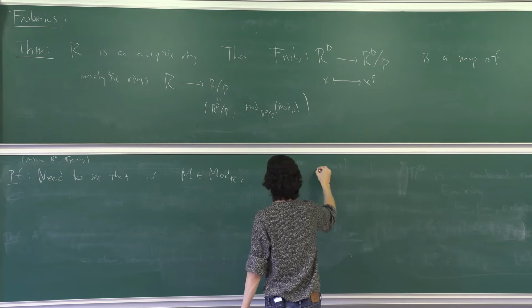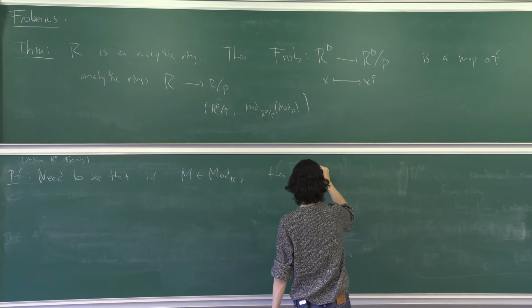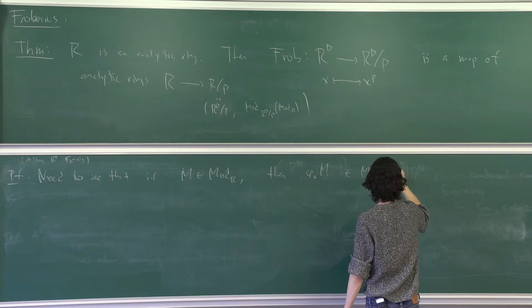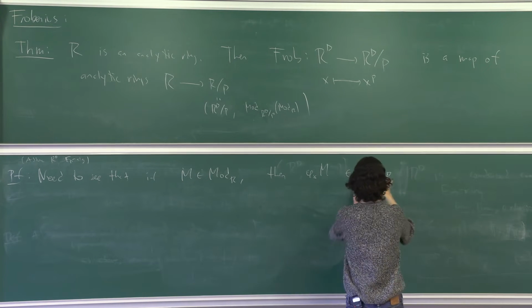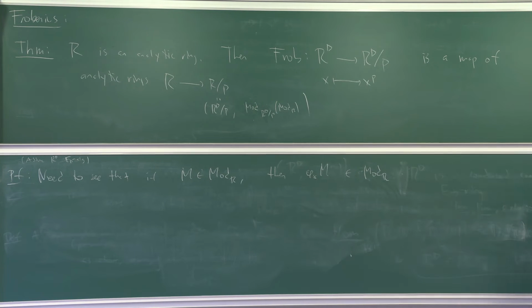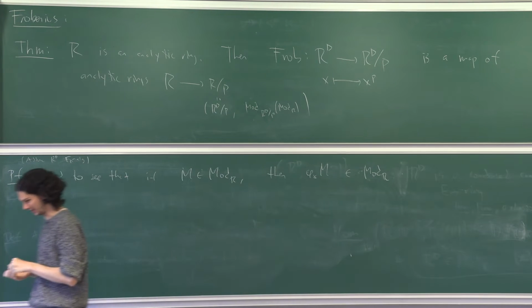then the Frobenius pushforward of M, which lies in mod R-triangle, actually lies in mod R. And this is not so obvious how to check.